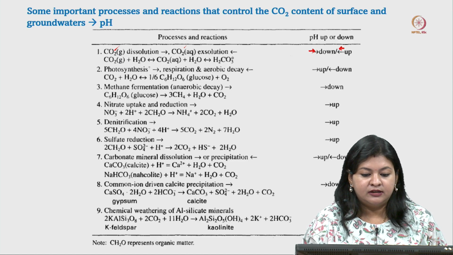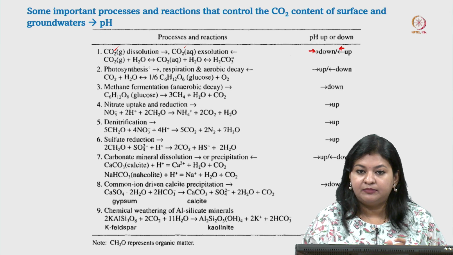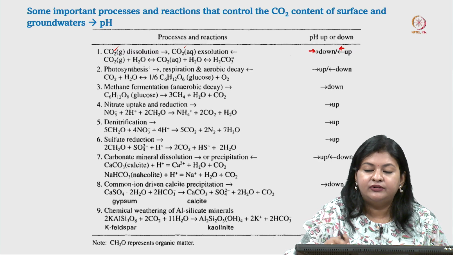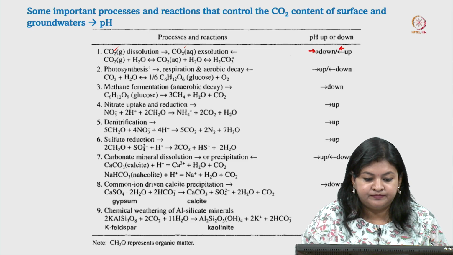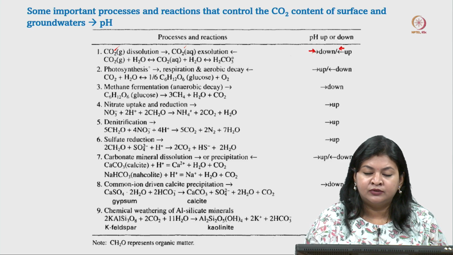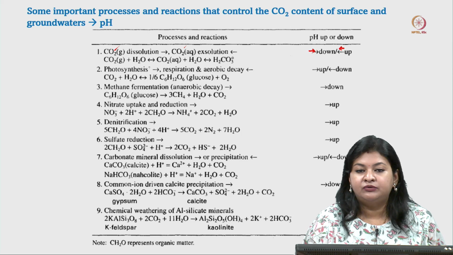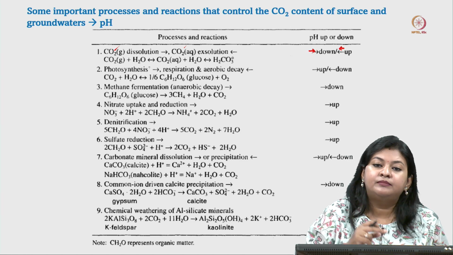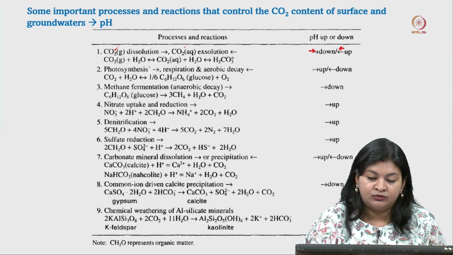Photosynthesis: if it is photosynthesis, again carbon dioxide is taken in, then for the forward reaction the pH is going up, and for the backward reaction it is going down. Methane fermentation: methane is interacting, and finally it will produce carbonic acid. So, that will again let the pH go down.